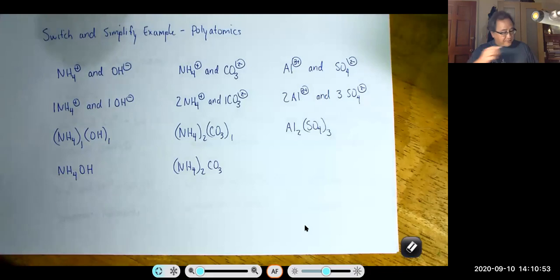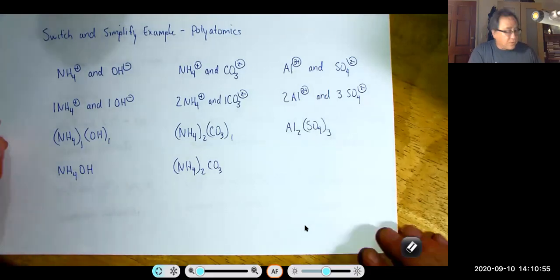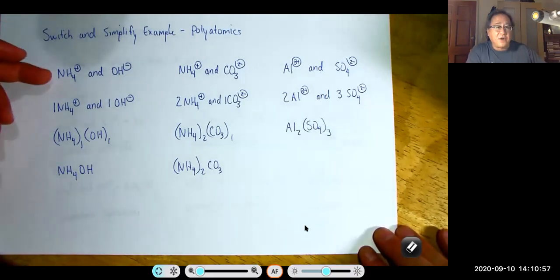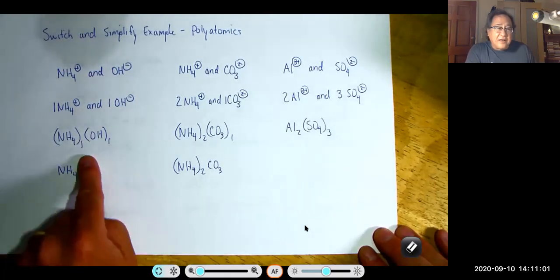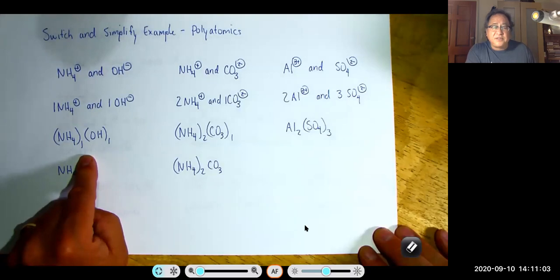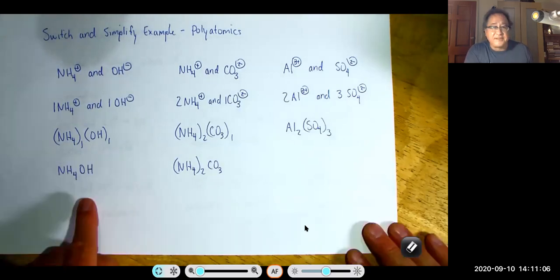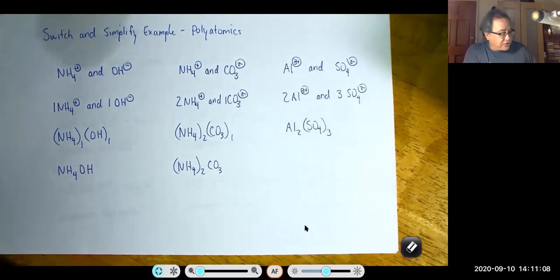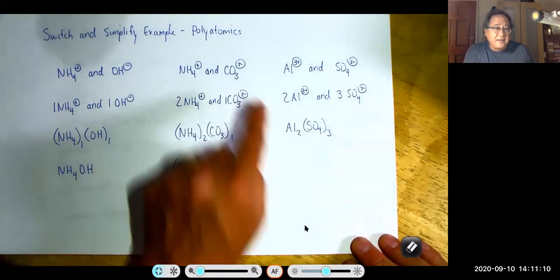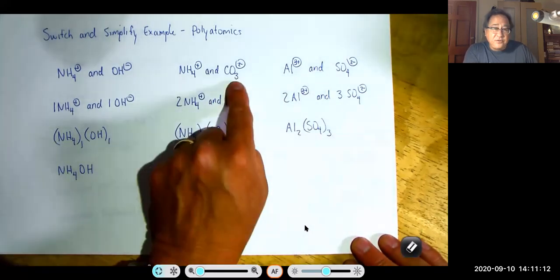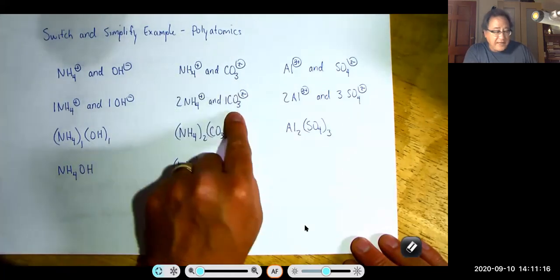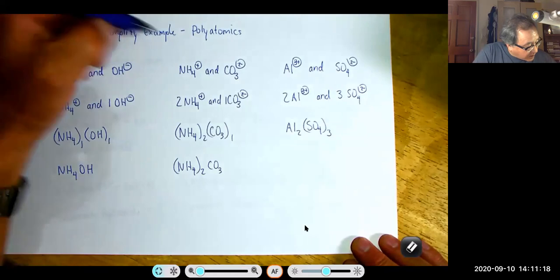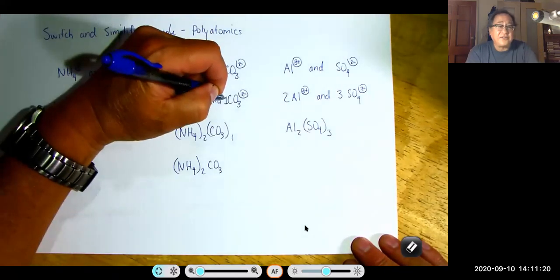And here's some more examples with polyatomics. So we have the ammonium ion and the hydroxide ion. You need 1 of each. So here, that's what it would look like with parentheses, but since there's only 1 of each, we don't need the parentheses. Here's the ammonium ion and the carbonate ion. Because the carbonate's a 2, we need 2 ammoniums. Because the ammonium's a 1, we need 1 carbonate. I'm going to make this look like a 1 by putting a little mark like that, so it's clearly a 1.